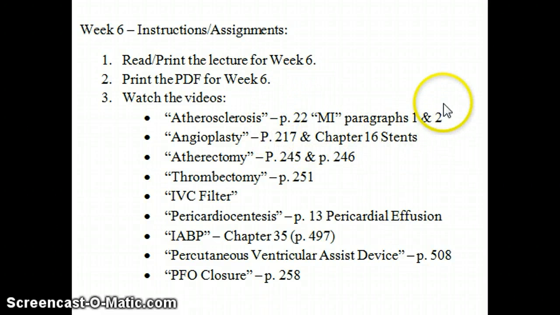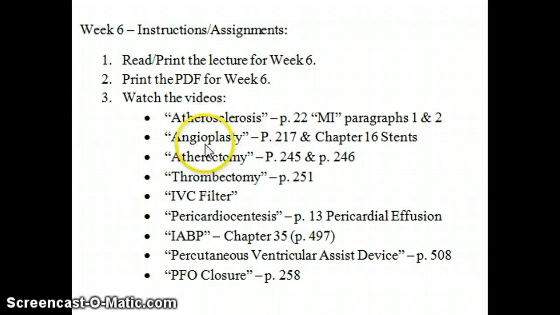The only one that I am going to jump up and down about, and please read over and over and over again until you get it, is page 22, and there's only 2 paragraphs, paragraphs 1 and 2 under the myocardial infarction section. So for the reading this week, please read page 22, paragraphs 1 and 2, and please understand this process of atherosclerosis and what it is, because that frankly is why we all have jobs in the cath lab. So it's very important to understand that mechanism.